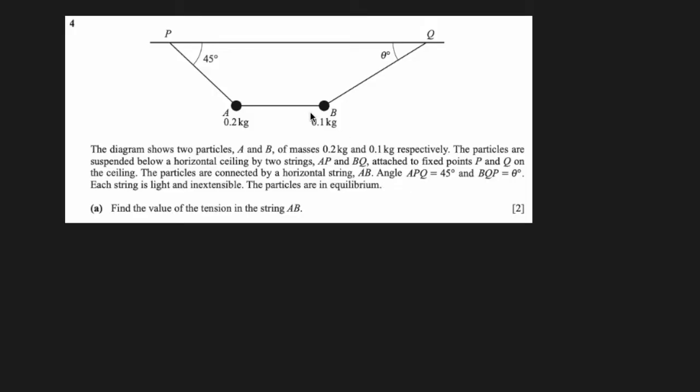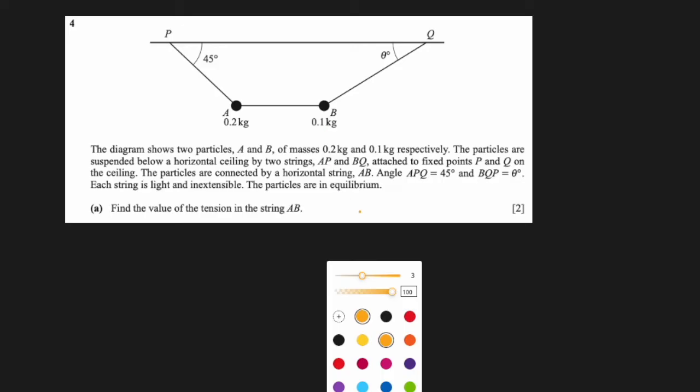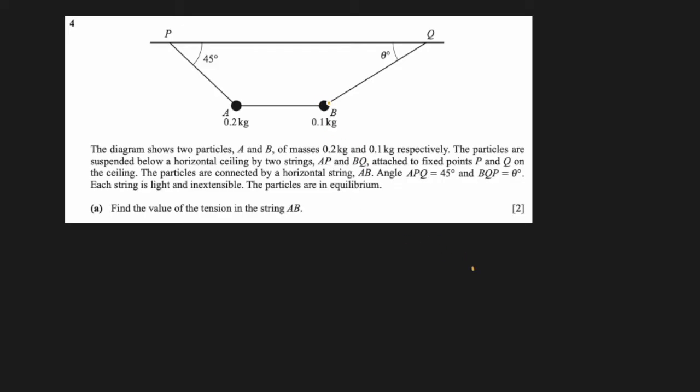Angle APQ is 45 degrees, and that is theta. Each string is light and inextensible. The particles are in equilibrium. Very good. Find the value of the tension in the string AB, this one. All right, so let's try to write all the components of the forces. This is a tilted force, right? This is a horizontal force, so we can just write T1 to this one, T1, okay?